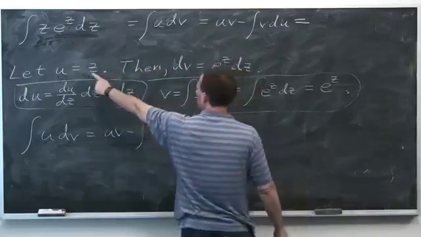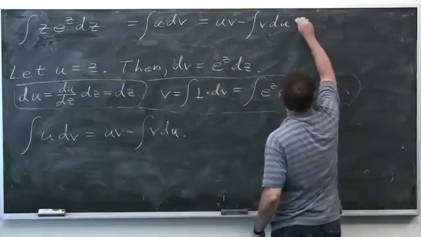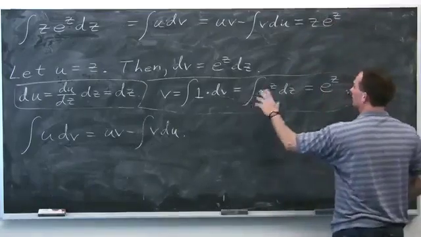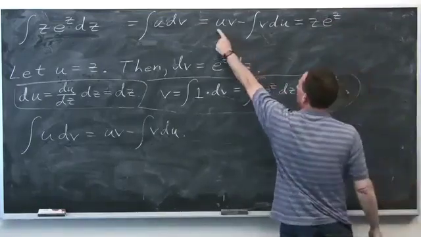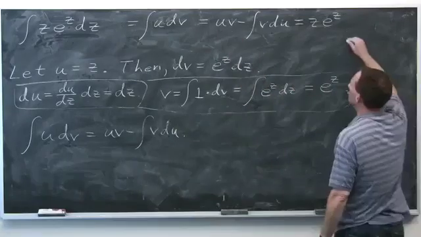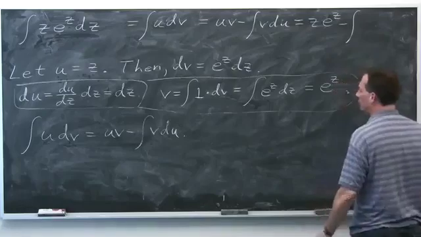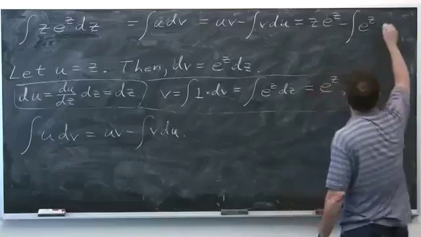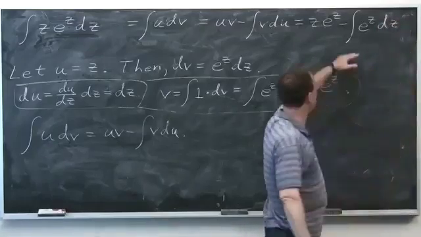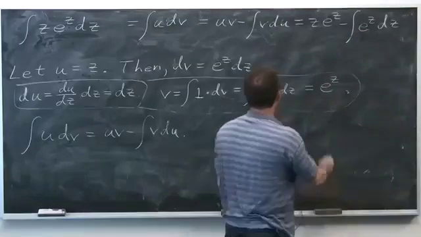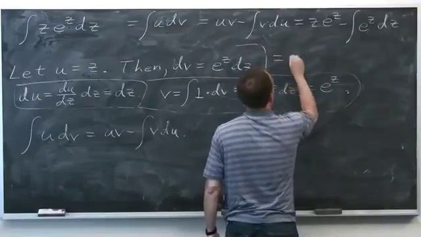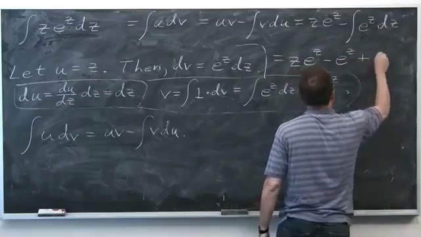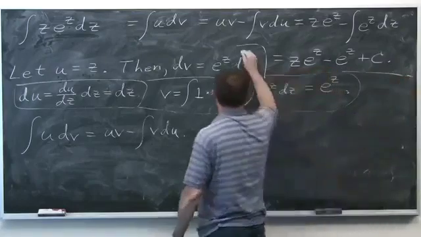What is u times v? It's z times e to the z. This is z times e to the z. That's u times v: z times e to the z, minus the integral of v, which is e to the z, du, which is dz. Oh, so we have to anti-differentiate e to the z with respect to z. That's e to the z. And so what we get for an answer is z e to the z minus e to the z plus a constant. And that's our answer, obtained by integration by parts.